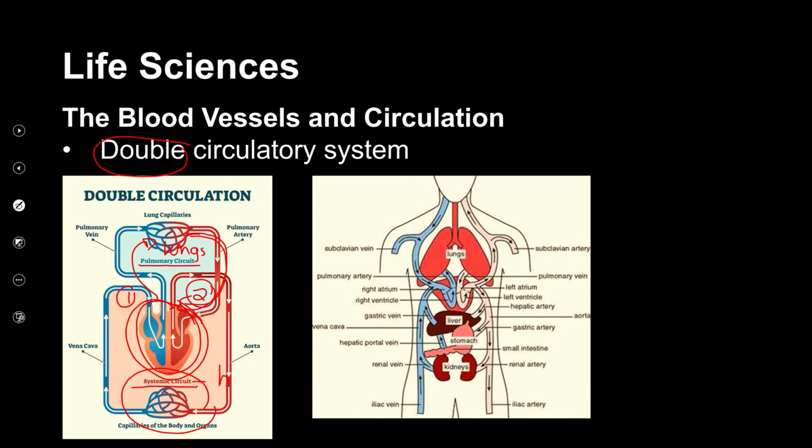The rest of the body is called the systemic circuit. And I'm going to write over there, that is the body. It is this diagram over here. So the heart has its own circuit. It goes to the pulmonary, which is the lungs, and back again. That is my double circulation.